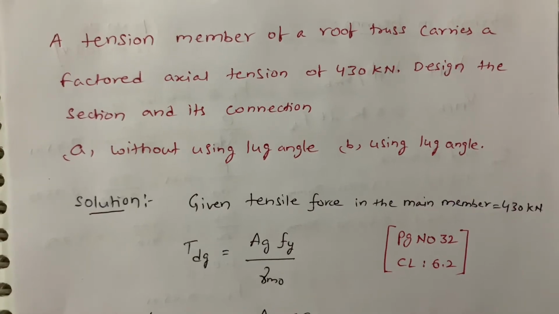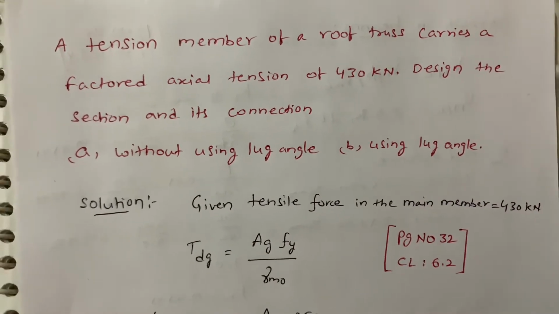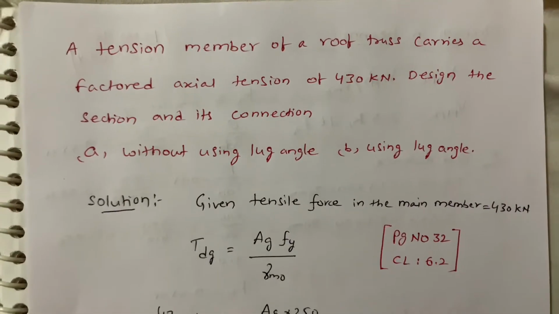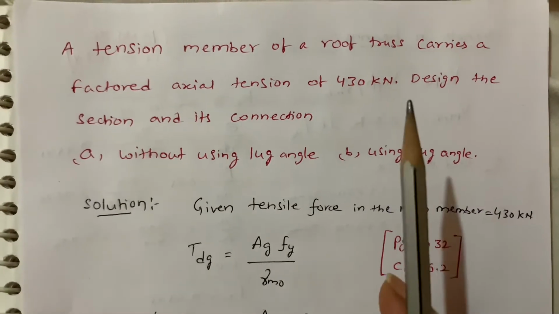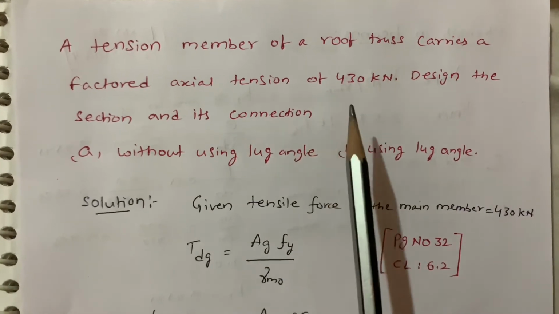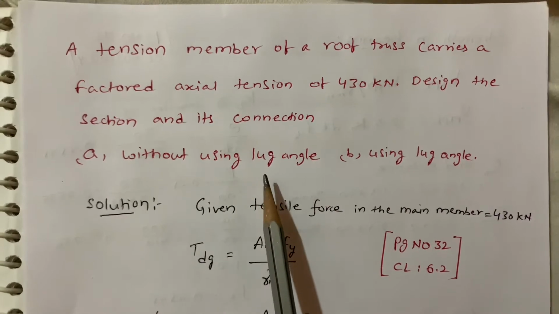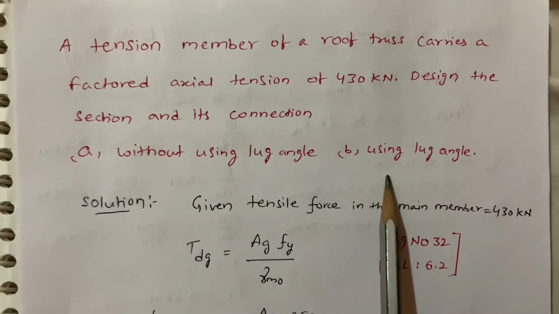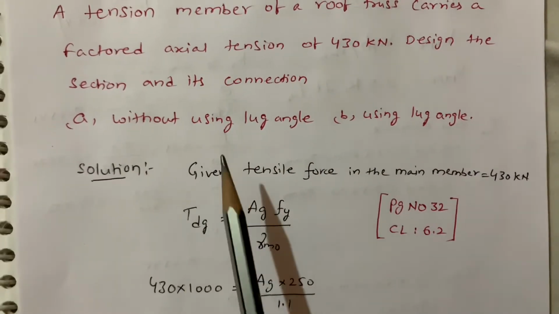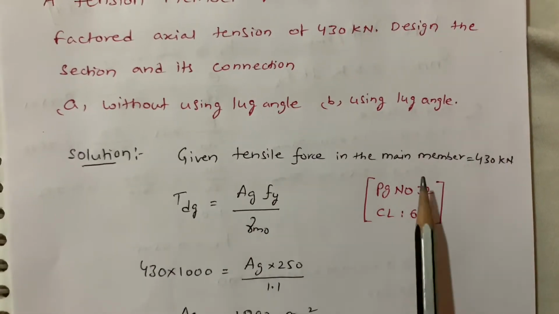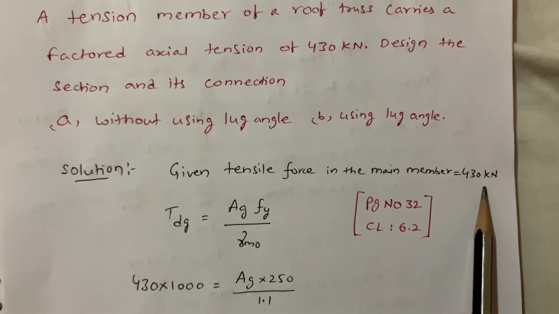Hello everyone. In this video, I am going to explain the lug angle section problem in design of steel structures. Here, a tension member of a roof truss carries a factored axial tension of 430 kilonewtons. For this connection, we consider one condition without using a lug angle and one condition using a lug angle. First we need to calculate the given tensile force in the main member, that is 430 kilonewtons, which is given.